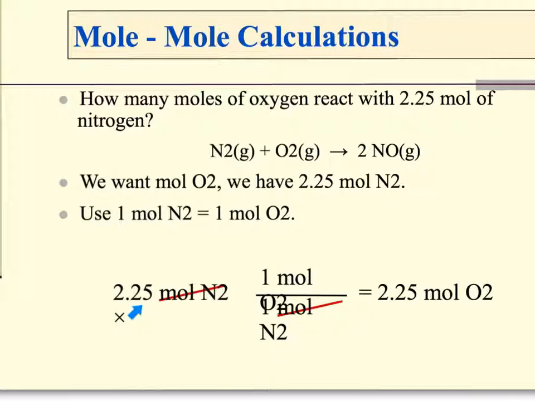Here we have 2.25 moles of nitrogen as our given from our problem. We will have our coefficient ratio. Now we will have coefficient B on top, that's the coefficient for oxygen. We will have coefficient A on bottom, that's the coefficient for N2. So we have 2.25 times 1 mole of O2 over 1 mole of N2. Moles of N2 cancel out, and therefore we would have our answer as 2.25 moles of O2.